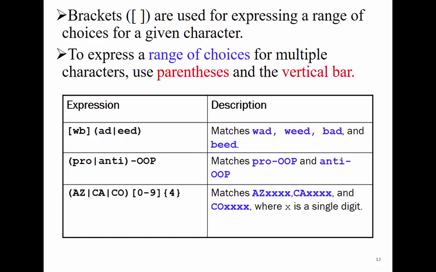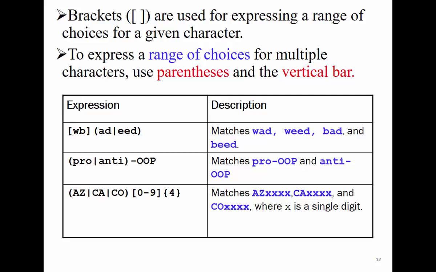Here is another example where you use the parentheses to give a range of choices. As you can see on this last one, you are looking for anything that starts with AZ or CA or CO, any one of these, and then followed with what? Can anyone tell us here? I already explained the first part of this regular expression. This regular expression is saying, give me any text that starts with AZ or CA or CO. And what about this other part?